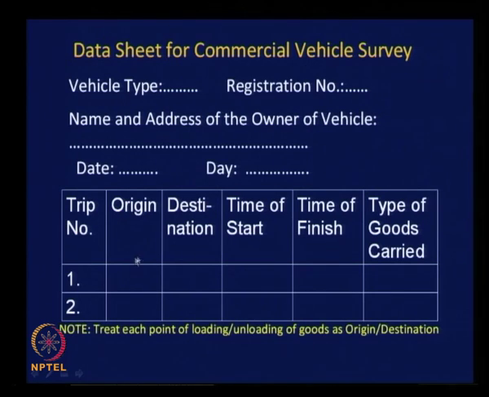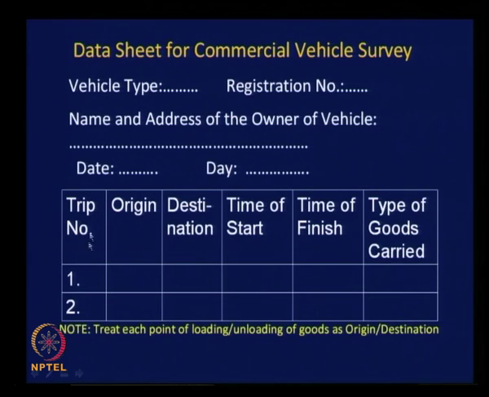Having known this information, then how to go about getting the information in a systematic way. So we need to prepare a questionnaire or form like this, which will be distributed to each of the vehicle owners to get filled up and returned back to us, starting from vehicle type, registration number of the vehicle, name and address of the owner of the vehicle, date on which you require the information, and day, normally whether it is a weekend or start of the week and things like that. It is better to have some information about the day also, right.